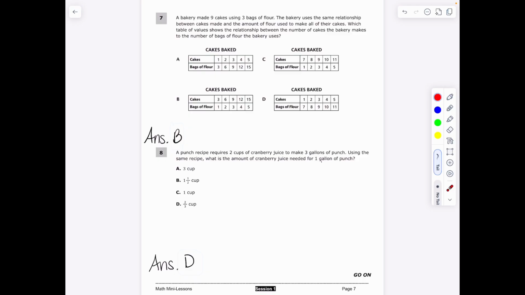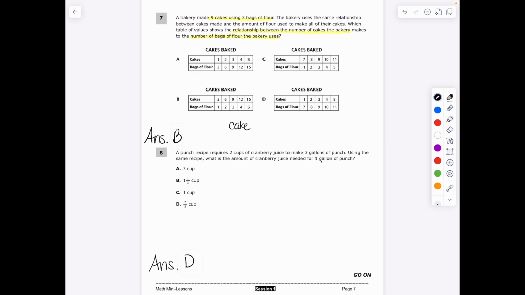This first one, number 7, is an RP problem. I have a ratio, a relationship between two numbers. So a bakery makes 9 cakes using 3 bags of flour. The bakery uses the same relationship between the cakes made and the amount of flour. So they always have the same recipe. They're always made with the same parts, even if I'm getting more or less of them. Okay, which value shows the relationship between the number of cakes the bakery makes to the number of bags of flour? So let's just make sure we have this described.